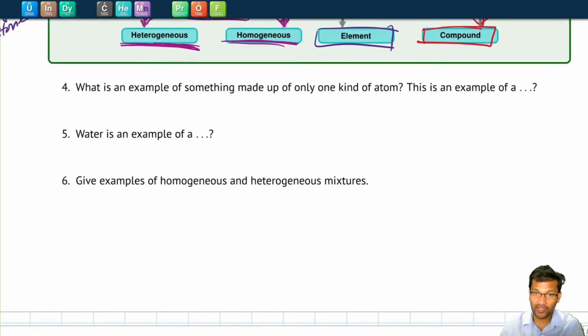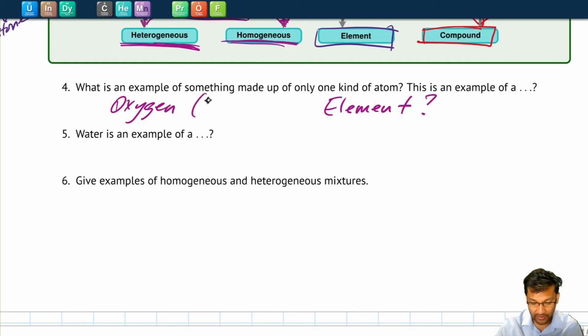Okay, so question number 4 asks, what is an example of something made up of only one kind of atom? And this is an example of a what? So I mentioned iron earlier as something made up of only one kind of atom, and that is an example of an element. Can we think of something else that's made up of only one kind of atom? Well, oxygen that we need to survive has formula O2, but it only has one type of atom. That means it's an element.